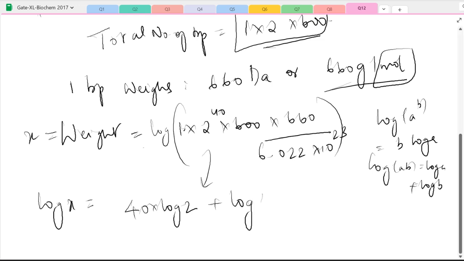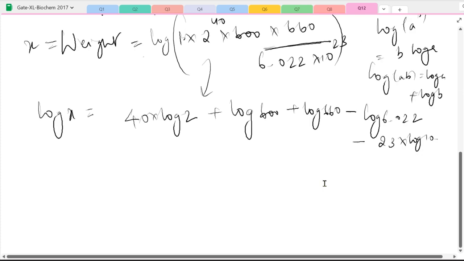So that will be log 600 plus log 660 minus, if you have a division, if it is a by b, it is log a minus log b. So you will now subtract. So log of 6.022 minus 23 into log 10. Log 10 is 1 because the base is 10 and hence it's going to be 1.